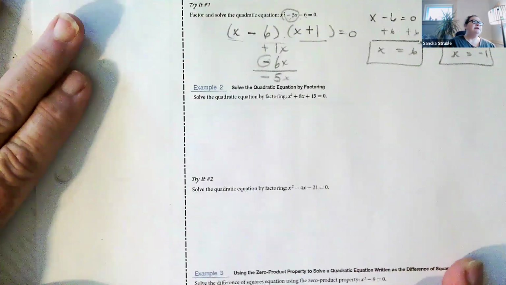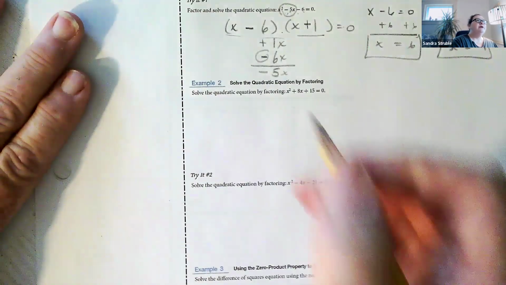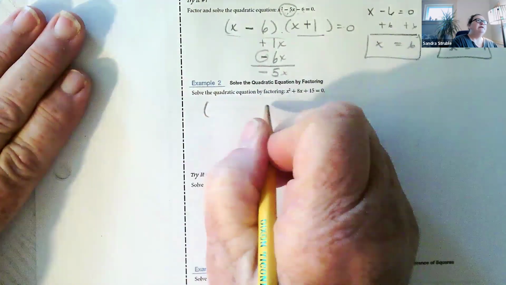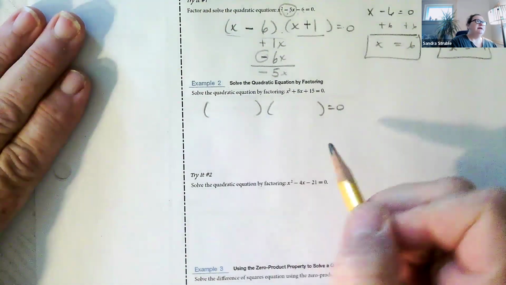All right, let's go to example 2. It's solve the quadratic equation by factoring. So that's all it wants us to do. Okay, so I'm going to go ahead and break it into 2 parentheses. We're solving because there's an equal sign.